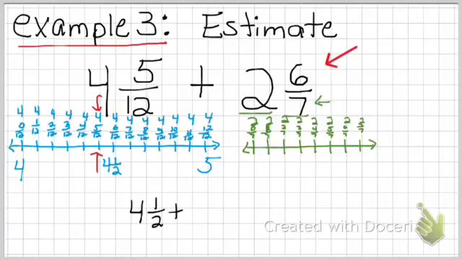Let's find my benchmarks. 2 and 0 sevenths is the same thing as saying 2 and 0, which is 2. 2 and 7 sevenths is the same thing as saying 2 and 1, which is 3. Half of 7, I can't do that because that is an odd number. So what's 1 less than 7? 6. Half of 6 is 3.